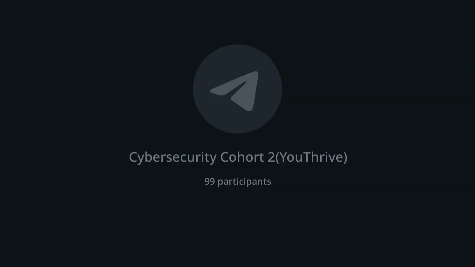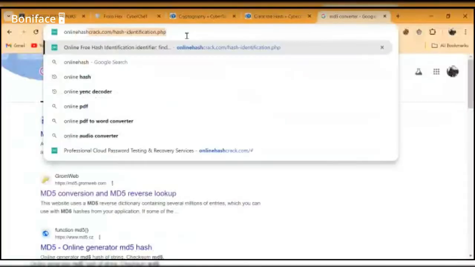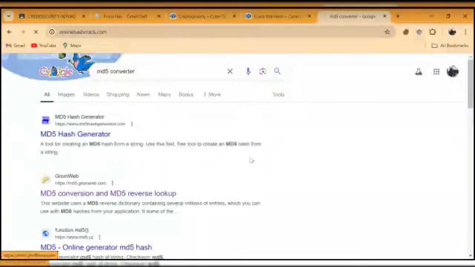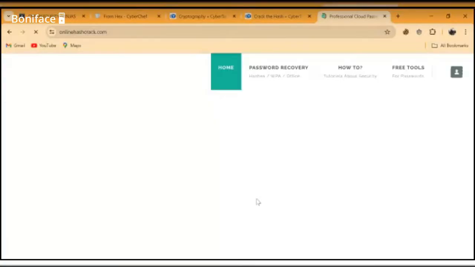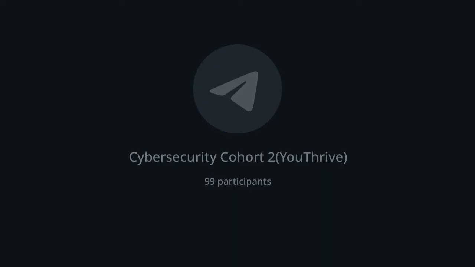Let's use online hashcrack.com. This is the hash that we got.